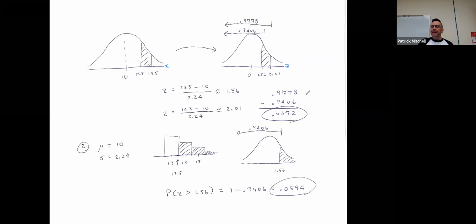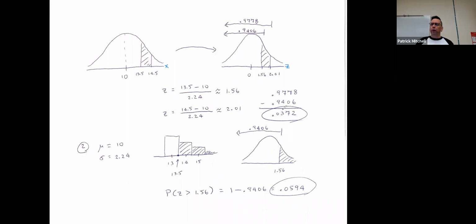So the probability that z is between 1.56 and 2.01. Again, we look up those areas in the table and then subtract. The area to the left of 2.01 is 0.9778. The area to the left of 1.56 is 0.9406. I subtract those and I get 0.0372, which is kind of exciting, because the answer from the formula was 0.0370. So that's really close. That's a really good approximation.